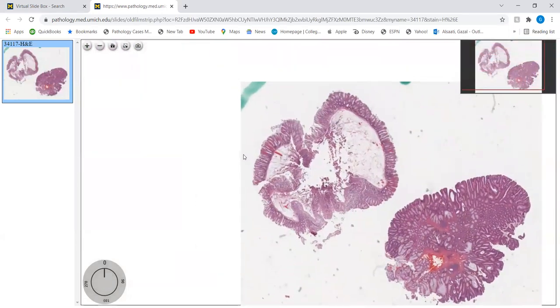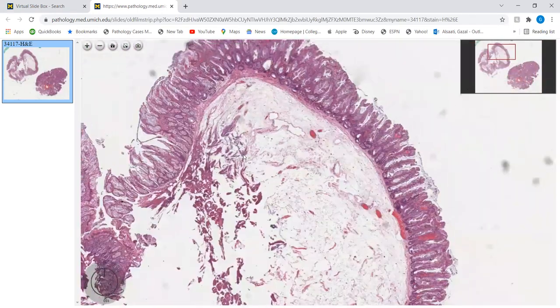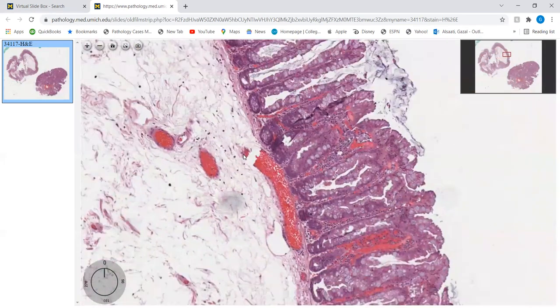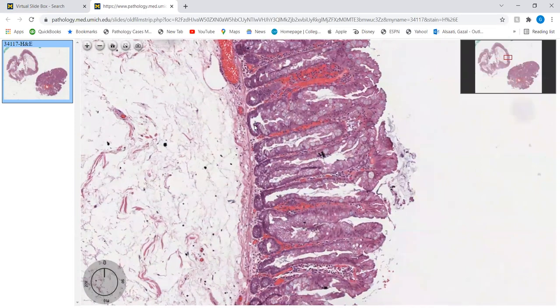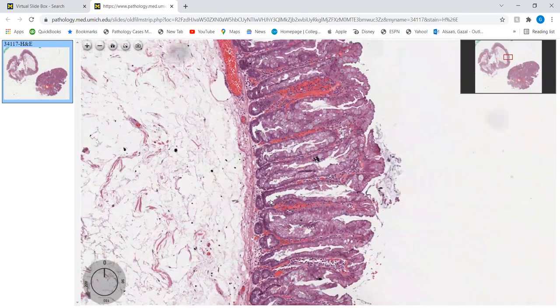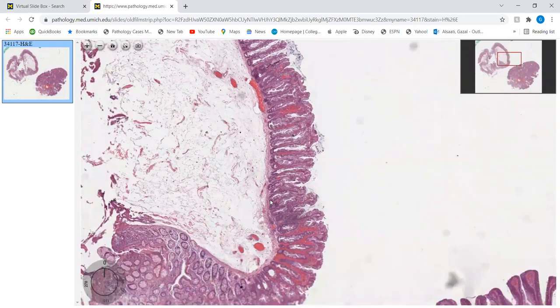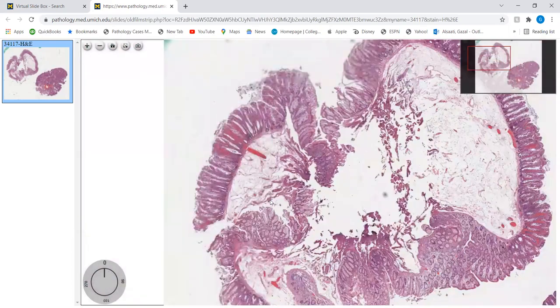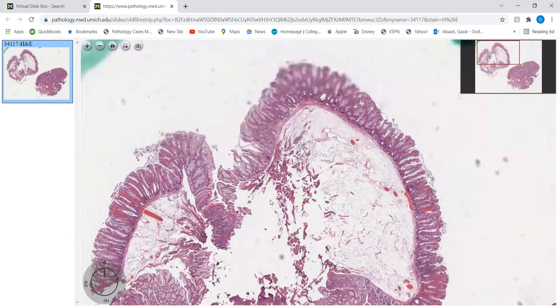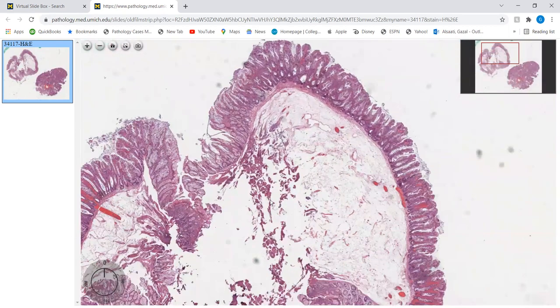And my sessile serrated adenoma is this guy. And see, you have the crypt widening from top to bottom, or even the bottom is wider than the top. So that's a nice case of sessile serrated adenoma. Once I call this sessile serrated adenoma, I look for low-grade dysplasia. I think I did mention that before.